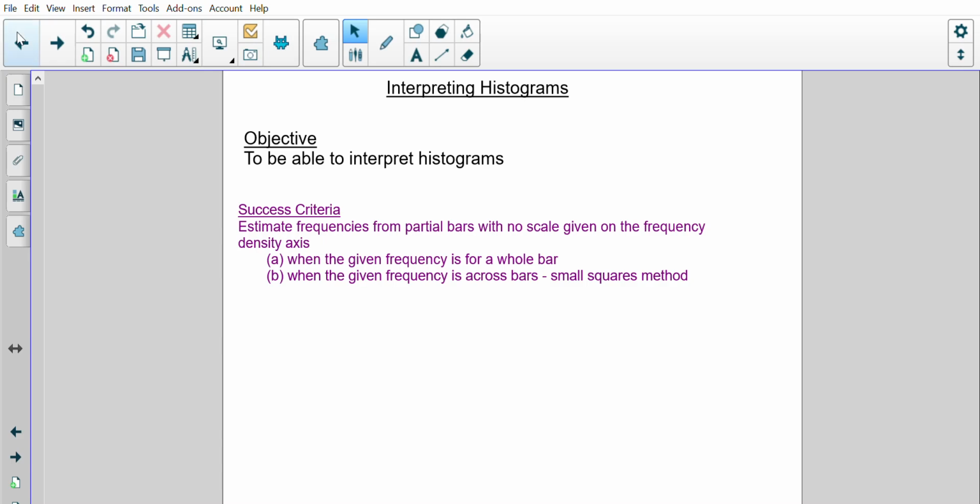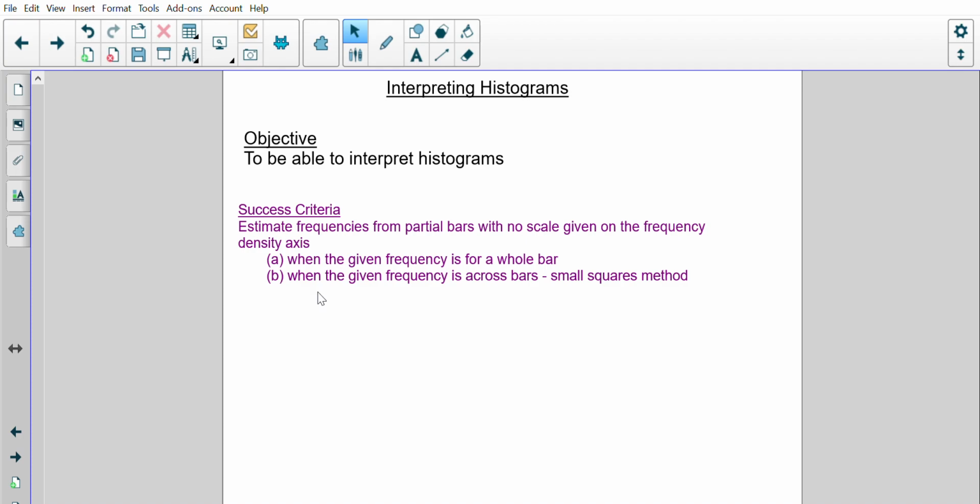In this lesson, we're going to look at some more work on interpreting histograms, and we're going to be estimating frequencies from parts of the bar where no scale is given on the frequency density axes. So we did some of this last lesson when the frequency that we were given was for a whole bar, and this is what we called the key to unlocking the frequency density scale. So that's what you should have done for your starter question. We'll have a look at the solution to that in just a minute.